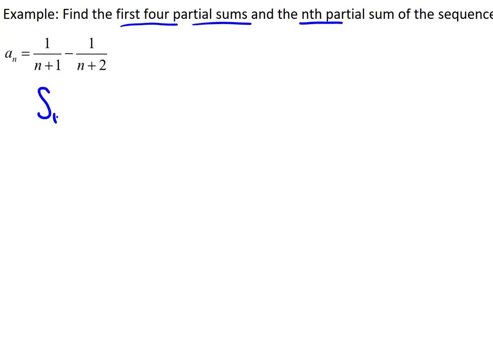We'll write the first one as s sub 1, that's the notation we have above, and you'll recall above that this really is just the first term, and there really isn't anything else to add with it. Well, given the way this sequence is defined, that would be like a sub 1. Well, that's really 1 over 1 plus 1 minus 1 over 1 plus 2. That's just the first term. Now let's summarize that a little bit neater. That's really 1 over 2 minus 1 over 3. Okay, we're just simplifying those denominators there. All right, but that's just the first term, and that's pretty boring, but that's the first partial sum.